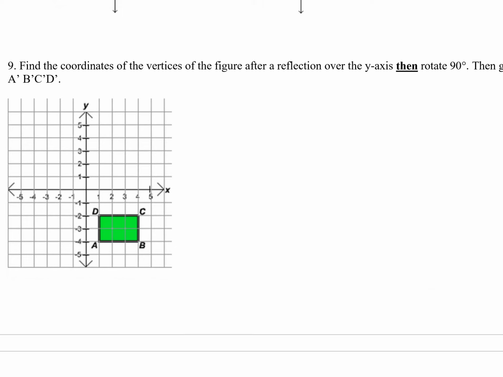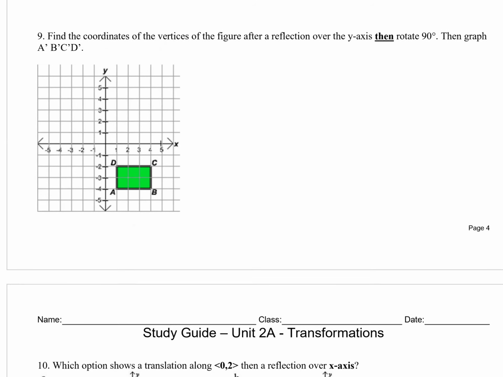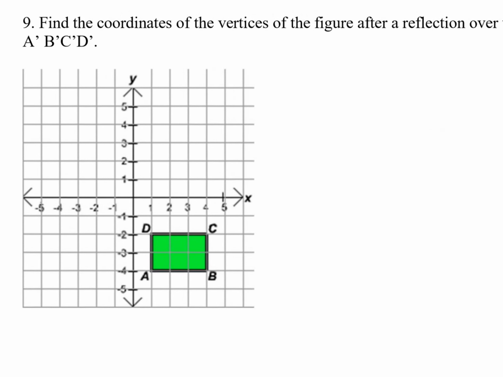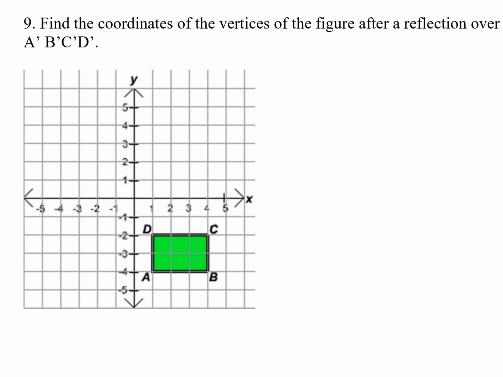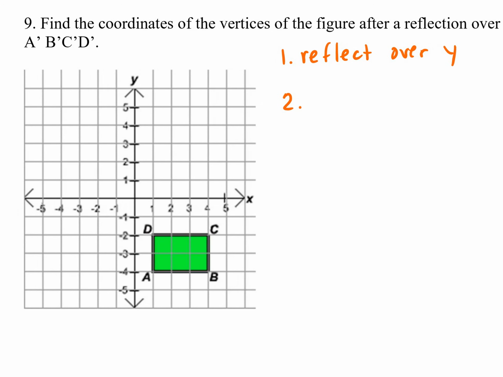All right, this is a composite, so we're going to do two things. We're going to first reflect over Y, and then we're going to rotate 90 degrees. All right, so a reflection over Y.